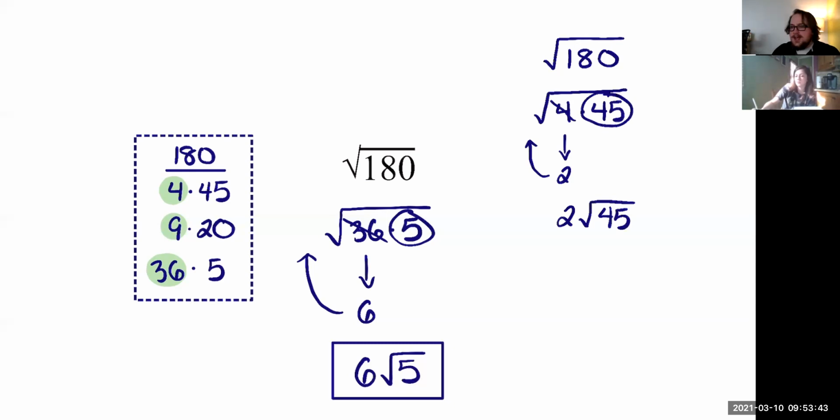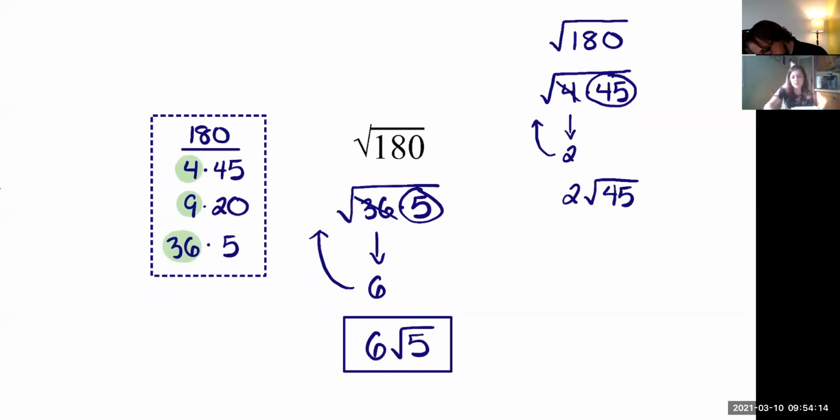But for me, my gut instinct is telling me 45 is still a relatively large number. And I have the sense that there's probably another factor hiding in 45 that may also be a perfect square. Can you think of any? This one is on our factor pair list. Look at the factor pairs of 45. Any of those numbers jump out at you?